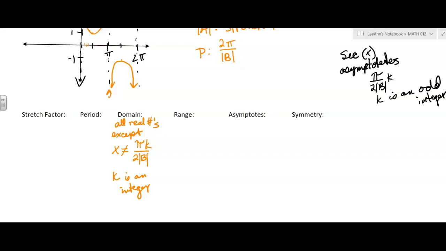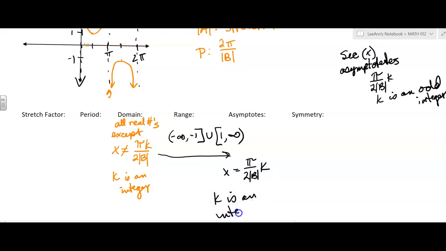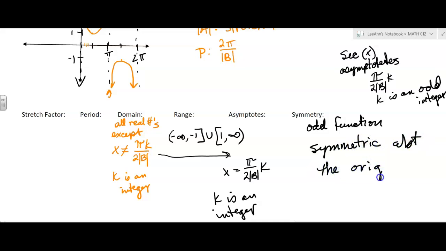The range is going to go from negative infinity to negative 1, square bracket, union, square bracket 1 to infinity. I hope I put a square bracket on that other video. I'll have to go back and look. The asymptotes, that comes from here. So it's when x equals pi over b times k, where k is an integer. And symmetry, cosecant is an odd function. So it's symmetric about the origin. Okay.